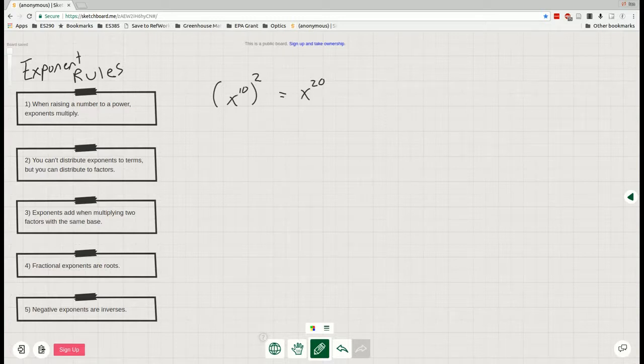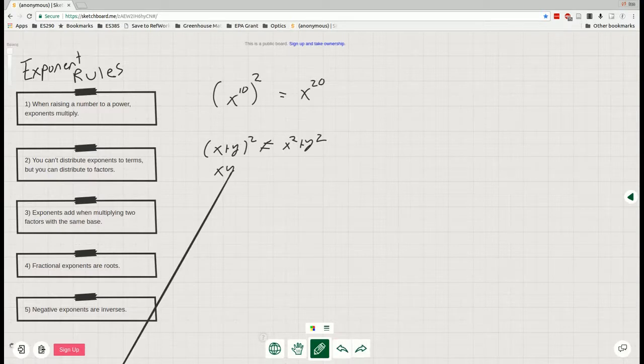Okay, so I'm going to beat a dead horse here. We had the example (x plus y) squared, right? We said this is not equal to x squared plus y squared. But if we had x times y, that was kind of crazy. If we had x times y in parentheses and we squared that, that actually is equal to x squared times y squared. Okay, so remember this.